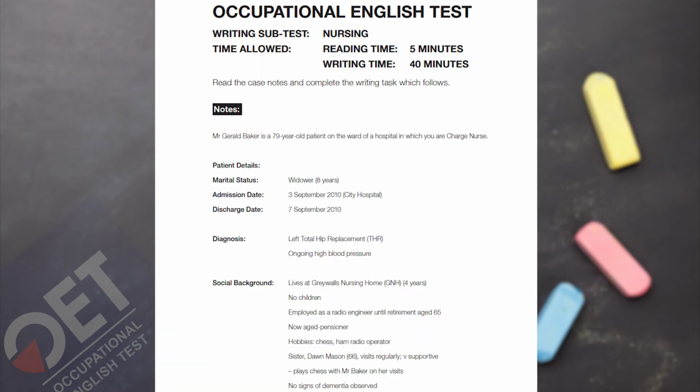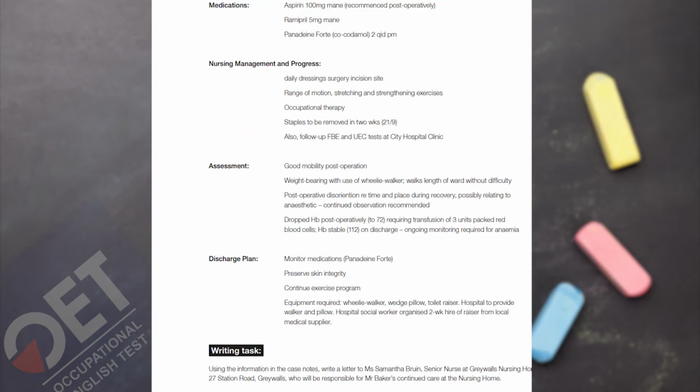Here, Mr. Garrett Baker is a 79-year-old patient on the ward of a hospital in which you are a charge nurse. So you have a 79-year-old patient. And we have to scroll down to the task. The task is, using the information in the case notes, write a letter to Miss Samantha Brin, senior nurse at Grewal's Nursing Home, 27 Station Road, Grewal's, who will be responsible for Mr. Baker's continued care at the nursing home. So you're writing the letter to the senior nurse at the nursing home, who will be responsible for the continued care of this patient.